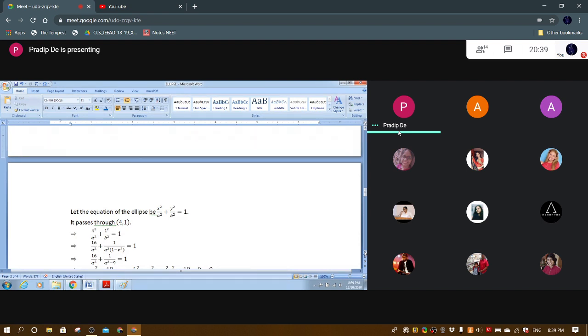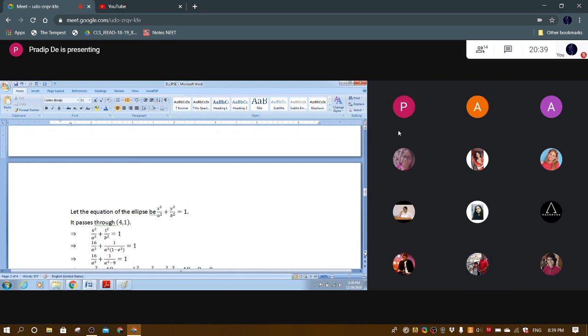For each value of a, you have to find the corresponding value of b, keeping in mind that a is greater than b. So a square equal to 18 and b square equal to 9. Now you got the value. Yes, a square is 18 and b square is 9.